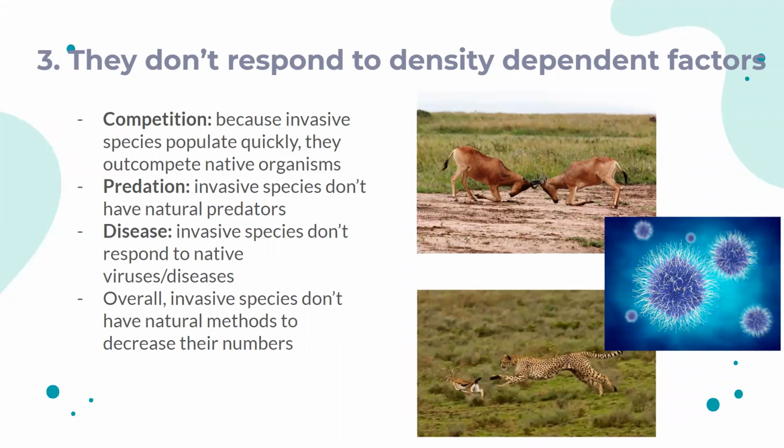Number three, they don't respond to density dependent factors. Now, what this means is competition, predation, and disease. So we already talked about predation, but because invasive species are not from that area, they don't have natural competition and they don't respond to indigenous disease. So there isn't really a way to control the numbers.